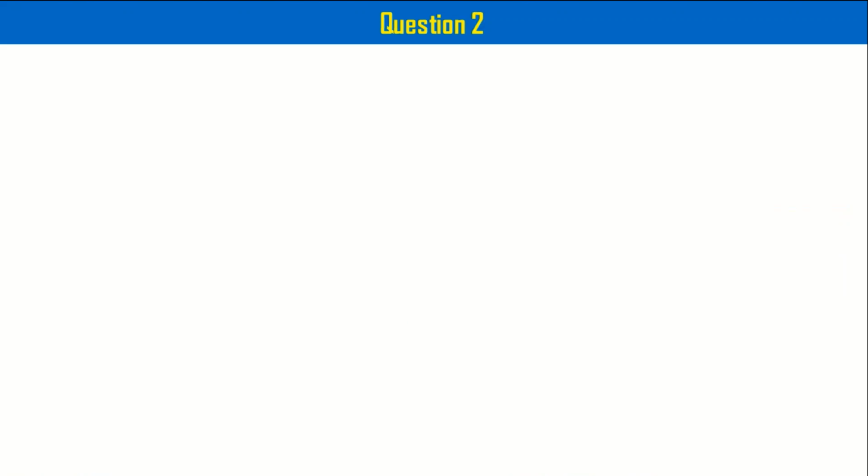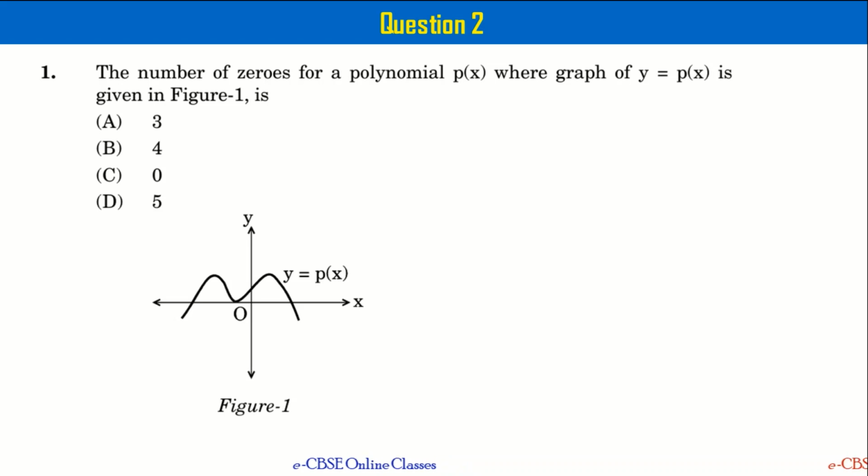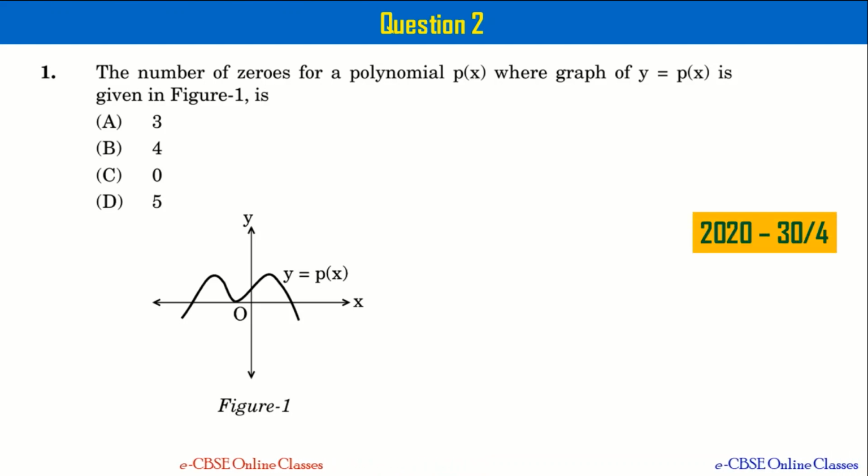Now let's go to question number 2. Here, the number of zeros for a polynomial p of x, where the graph of y equal to p of x is given in the figure. We are asked to find the number of zeros by looking at the figure. This has come in year 2020, set number 4.